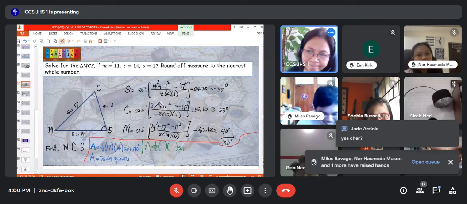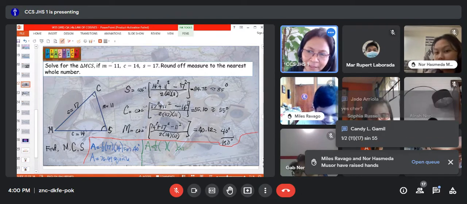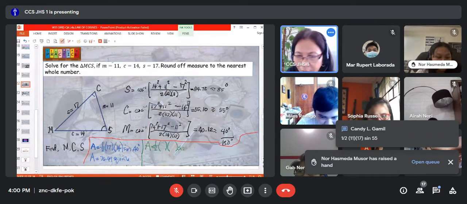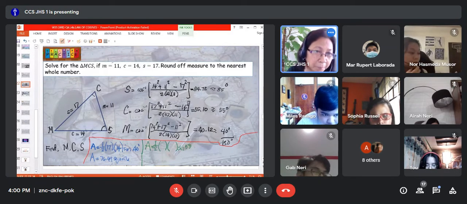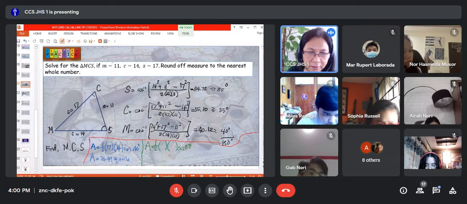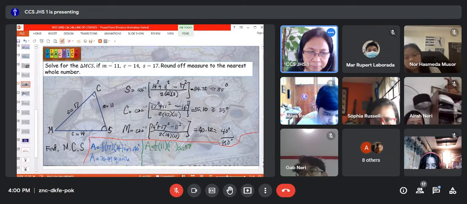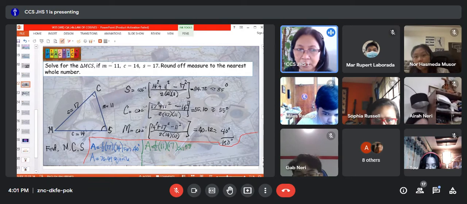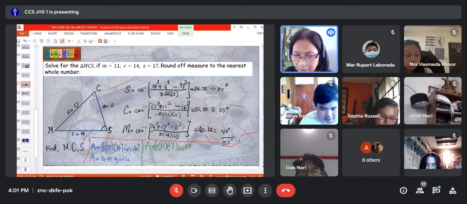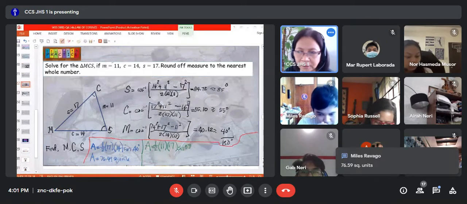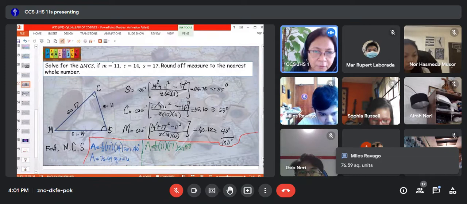Okay, let's have now Candy. Candy, 1/2 of sine 55. So our sides are 11 and 17. Correct? If you want to use angle C, therefore our sides are 11 and 17. Now, what's the value now? 76.59.